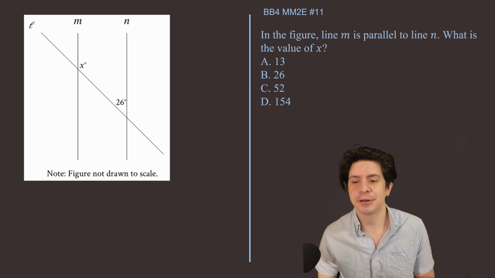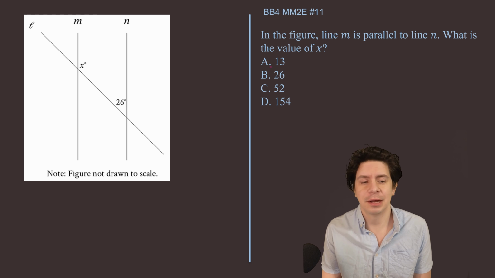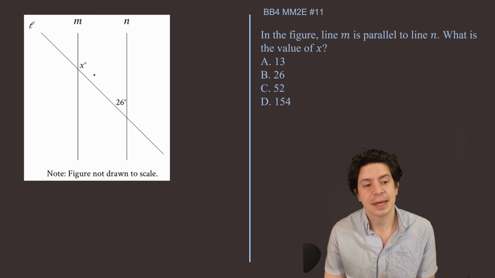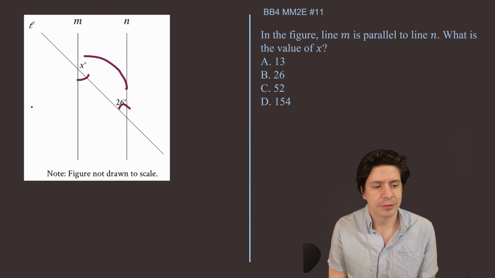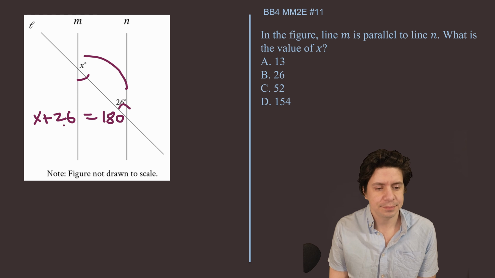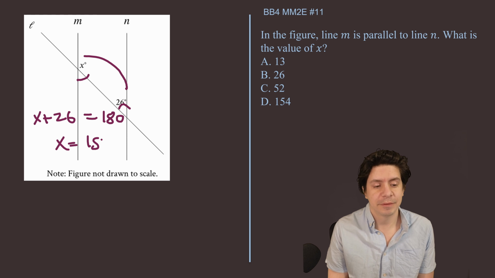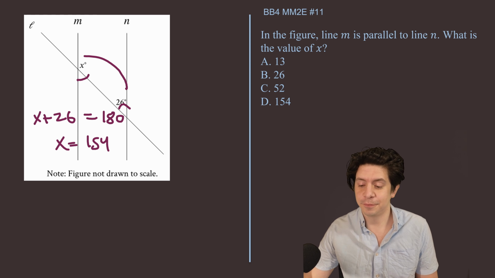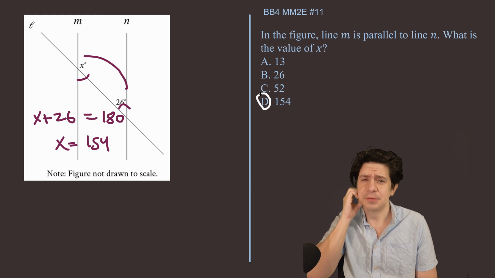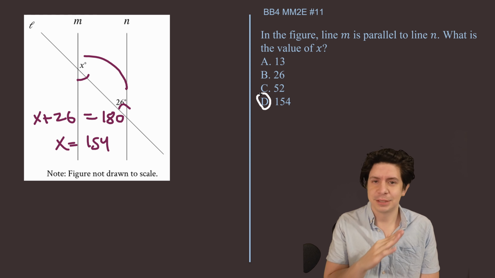So we have this one here in the figure. Line M is parallel to line N. What is the value of X? So remember that in parallel lines with a transversal, alternate interior angles are equal. And that means same side interior angles are supplementary. So you'd say X plus 26 equals 180. And then subtract 26 and you're going to get X equals 180 minus 26 is 154. You don't even need to do that math because you could see the only one that could be possible is 154. So that means D is our answer. So not too bad, but you want to know the rules on transversals and parallel lines.